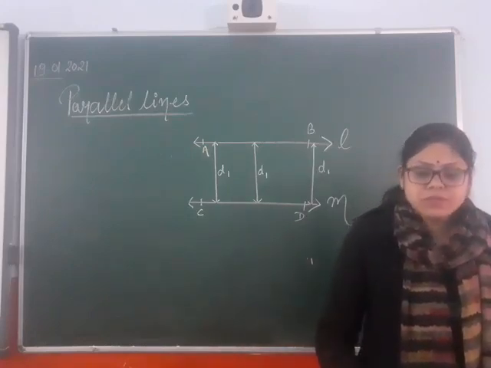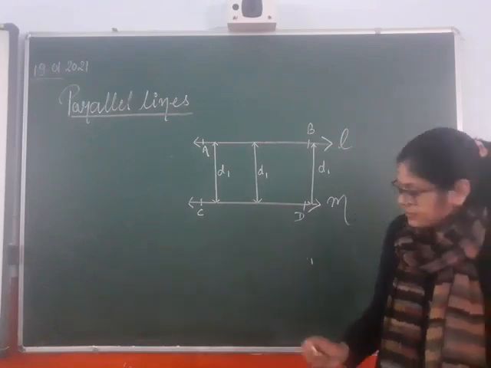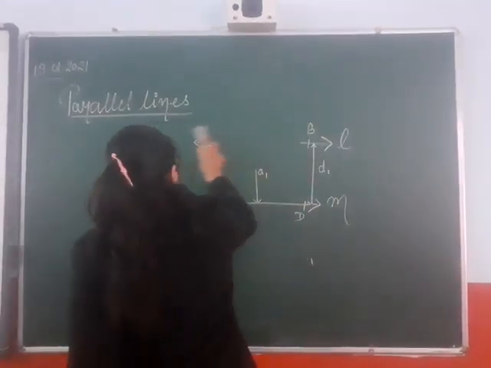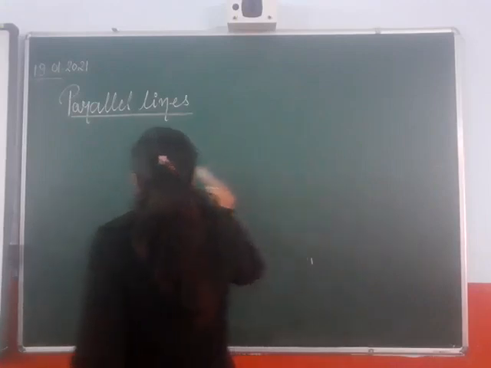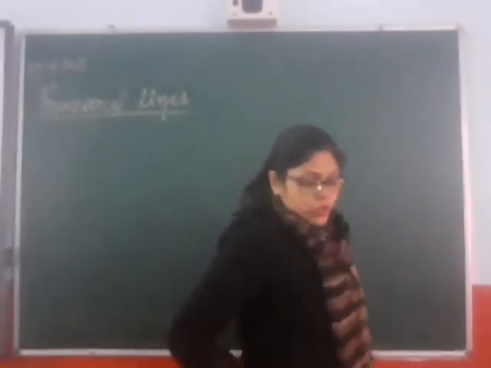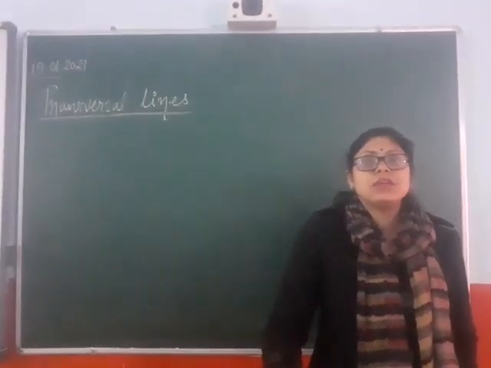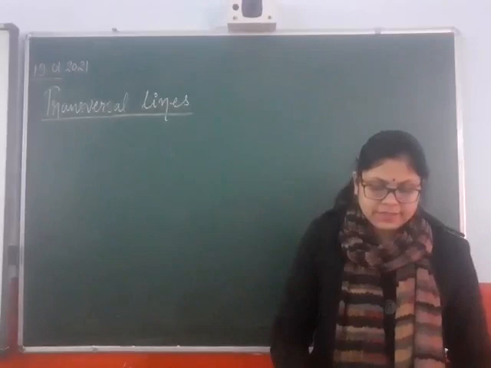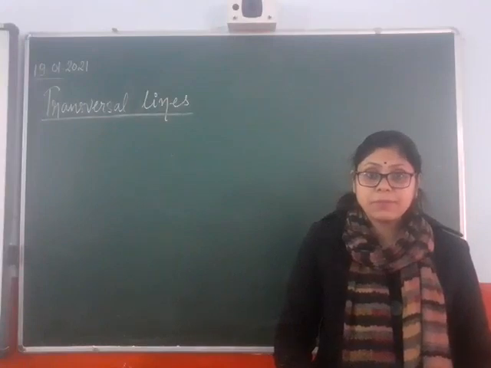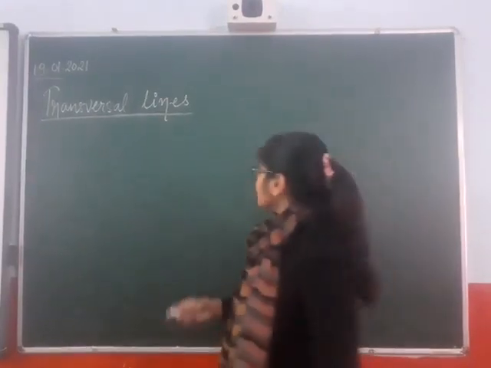Okay. Then it comes the transversal line. What is a transversal line? What do you mean by transversal line? So there is a straight line that intersects two or more lines in a plane. That is called a transversal.